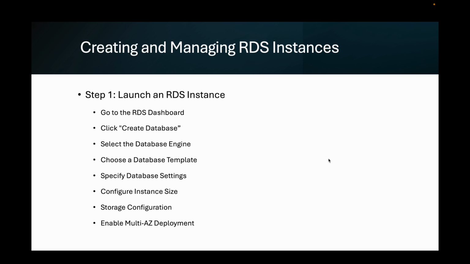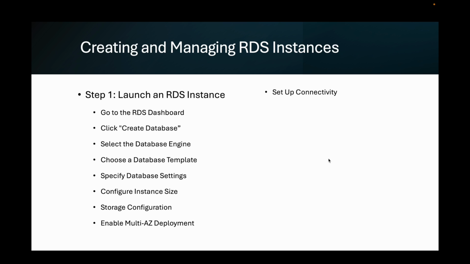And then enable multi-AZ deployment, which is optional. For production environments, you may want to enable multi-AZ for automatic failover to a secondary availability zone. This ensures higher availability in the case of failures. We are not going to do that in our sample because we're just going to create something for learning purposes. So single AZ works for us.